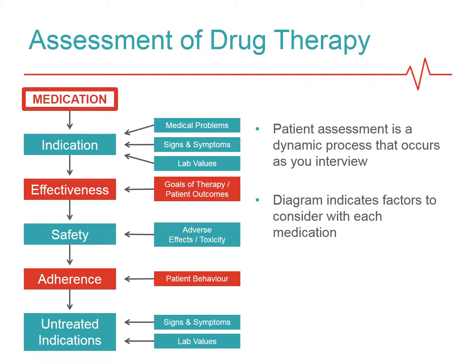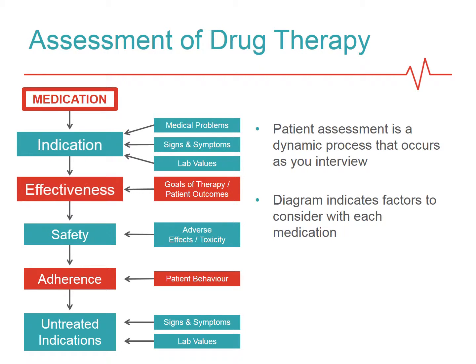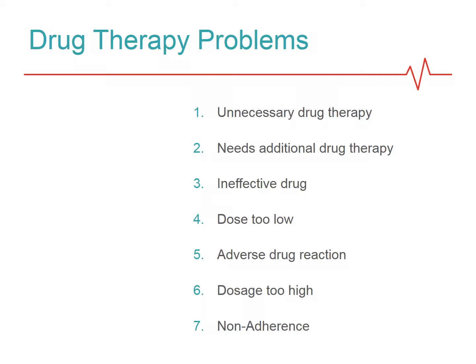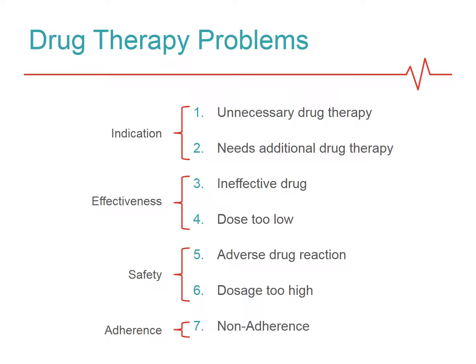This diagram summarizes the assessment of drug therapy and where all of these pieces of information that we gathered in our health and medication history can be used to identify various drug therapy problems related to one of the four pillars of assessment. They are indication, effectiveness, safety, and adherence. Each medication therapy should be assessed in this manner and in this particular order. By assessing drug therapy in this manner, you are able then to identify one of the 7 drug therapy problem categories, which correspond to one of those pillars.